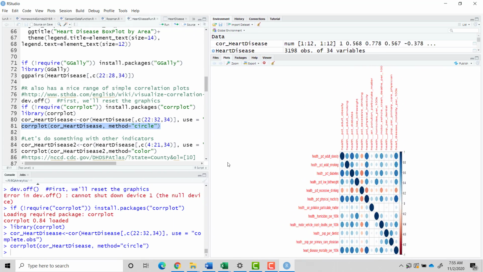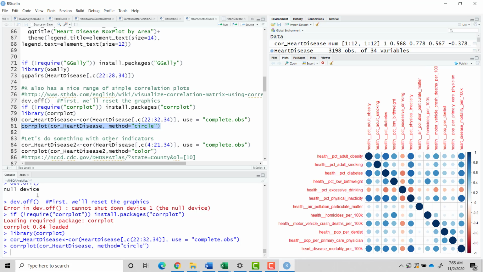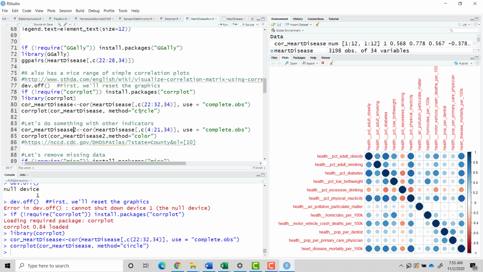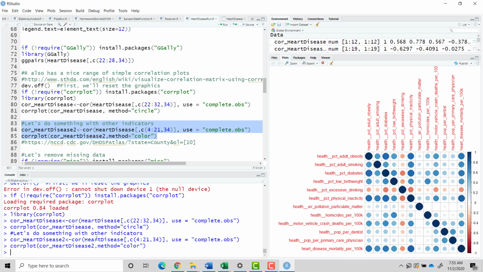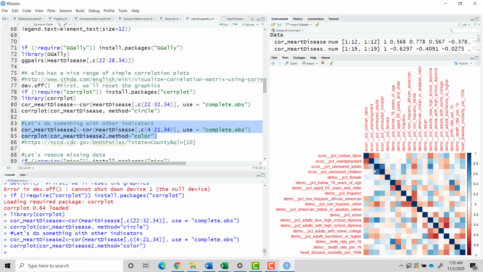Okay, let's just bring my code window back. And this just has the circle method, i.e. we've drawn circles, so we could do a complete color plot. And here it's exactly the same again, but this time, because we have more room here, we've actually given some more variables. So we've got some of the ethnic variables, we've got some of the economic variables, and we can see correlations between these.